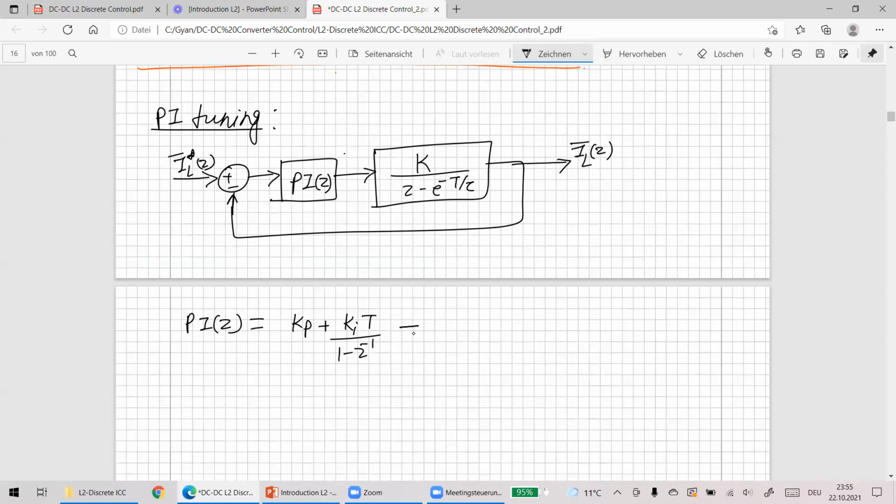So we can find the transfer function of the PI controller, and then let's solve it. If we rearrange this, we can write it like this.